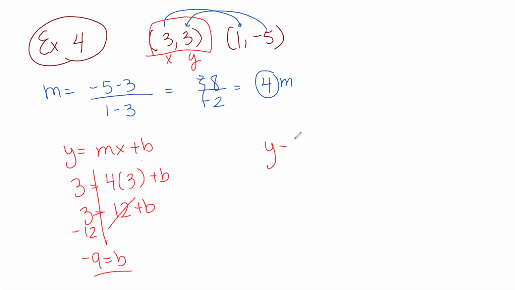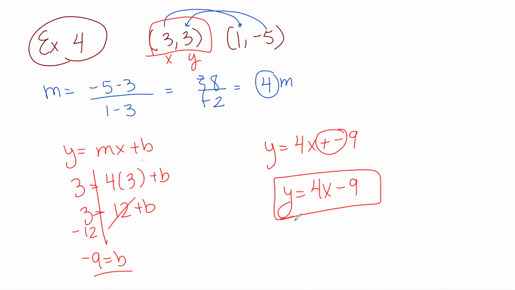Final answer, y equals mx plus b. But again, that looks funky. Plus a negative is better written as a minus. So final answer, y equals 4x minus 9. There he is.